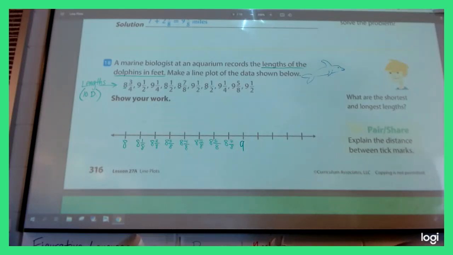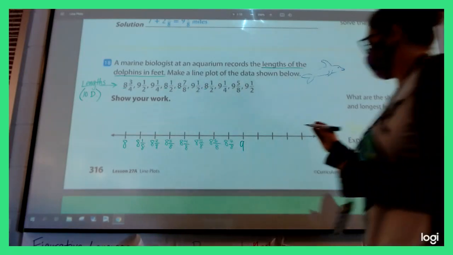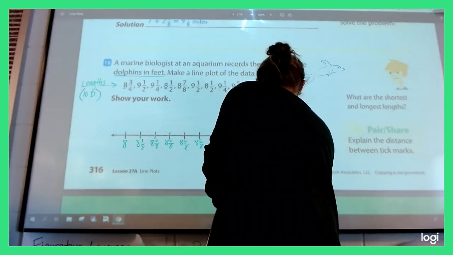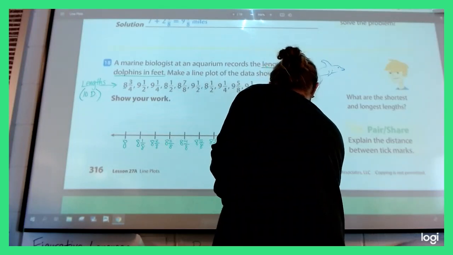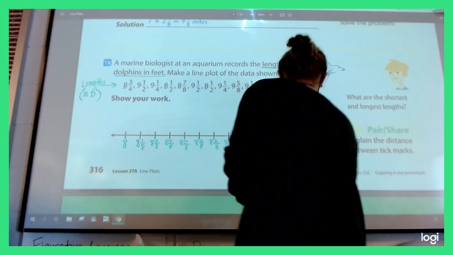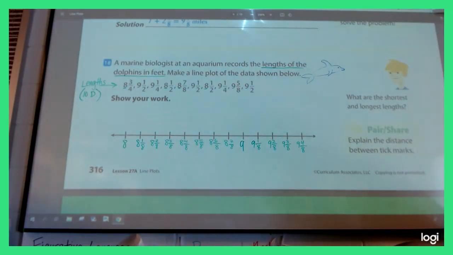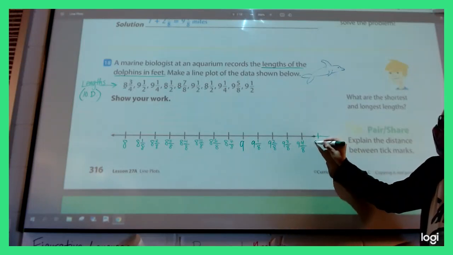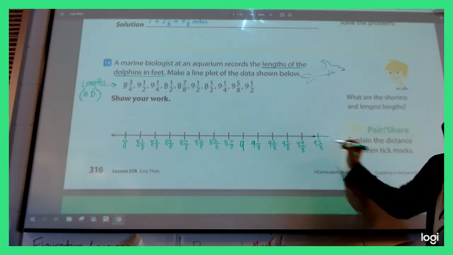Right now I'm waiting for all my students to finish writing down all those 8s, all the way up to number 9. All right, and now we're going to start over with 9 1/8, 9 2/8, 9 3/8, 9 4/8. And I can see that we are going to have one plot that needs to be a little bit bigger. So we can add one more and say 9 5/8.